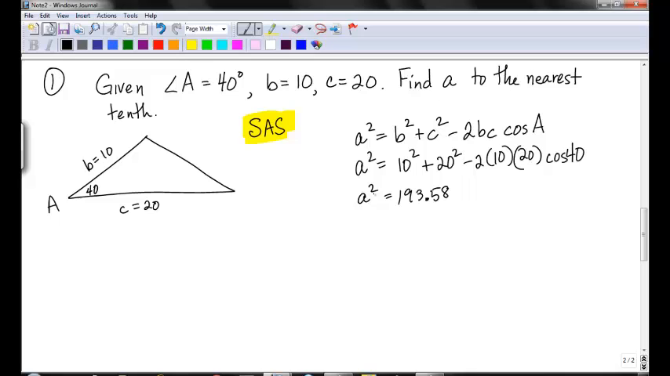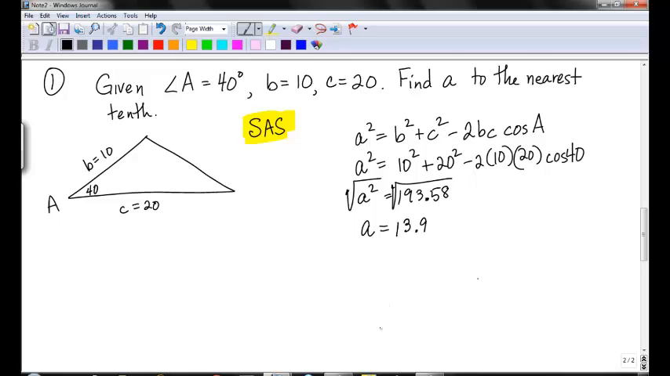Okay, now they want a. You've got to get rid of the square. So now you're going to take the square root of that answer. Don't type in 193.6. Do second function answer. You don't want to round on any of these until the final answer.